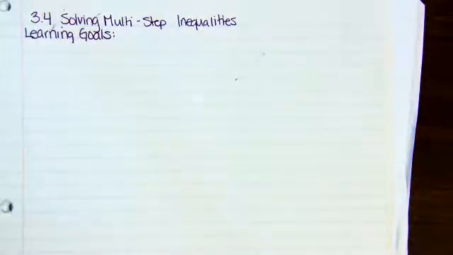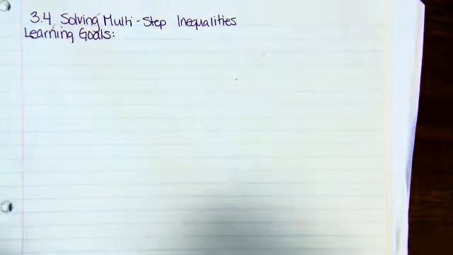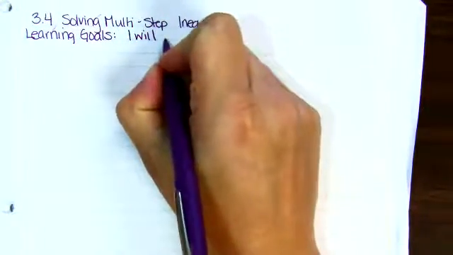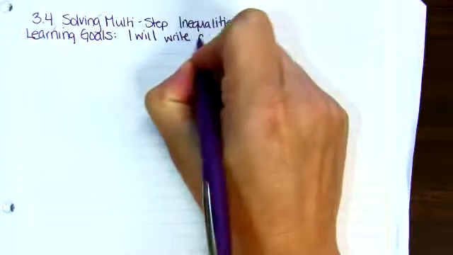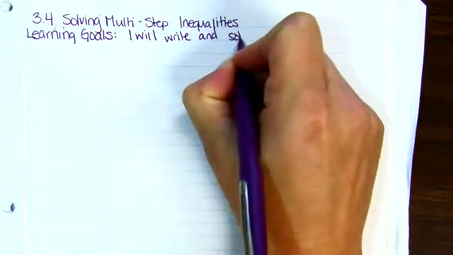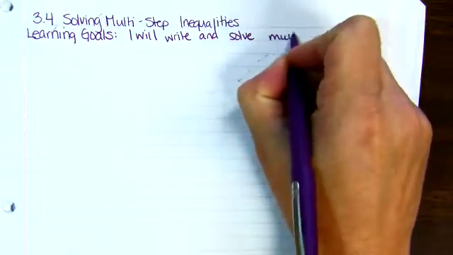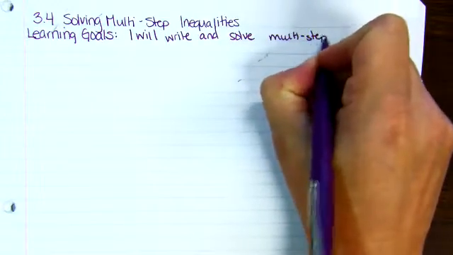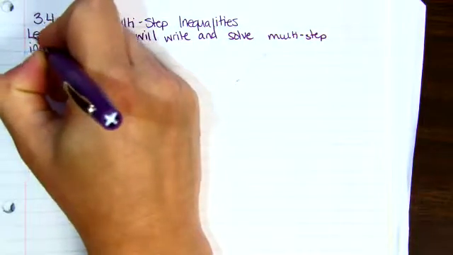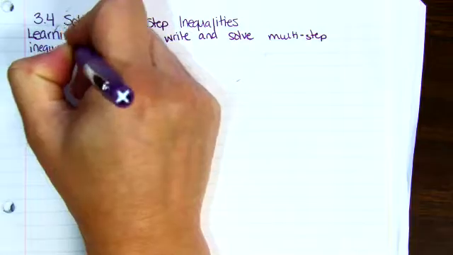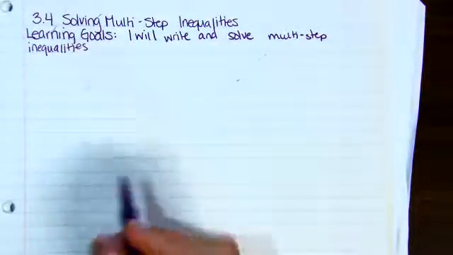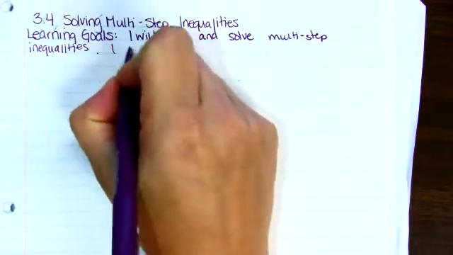3.4 covers solving multi-step inequalities. So our learning goals: I will write and solve multi-step inequalities and I will solve real-life problems.